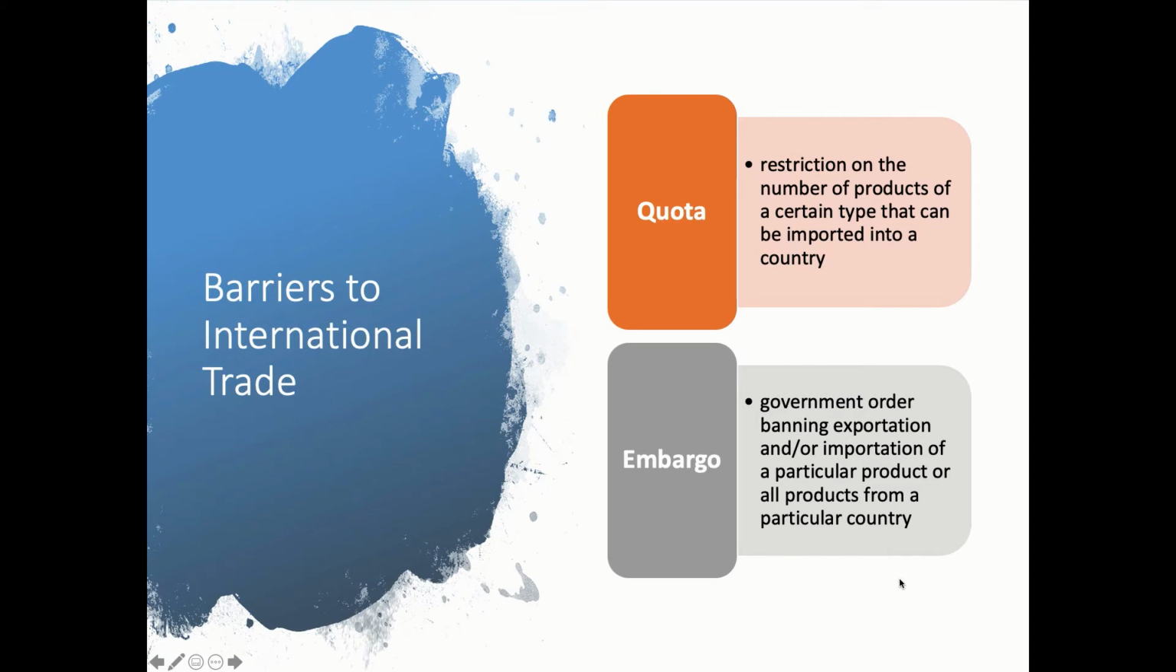In reality, one of the barriers that's sometimes put in place to international trade from an economic perspective is to establish either quotas or even a complete embargo on another nation importing or exporting particular goods or services. So you see what a quota is. A quota is a numerical restriction. A quota says you may only import this many units of this product into our country. It's a restriction on the number of products of a certain type that can be imported.